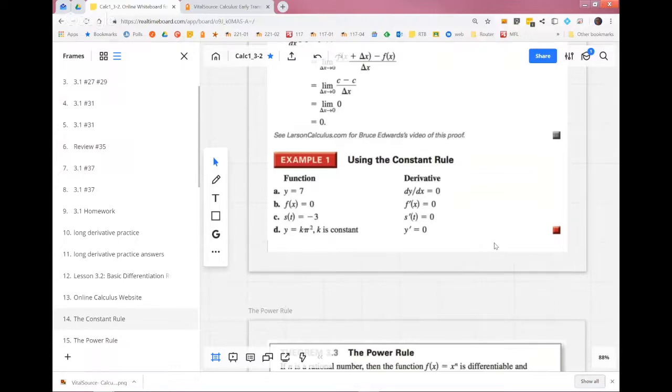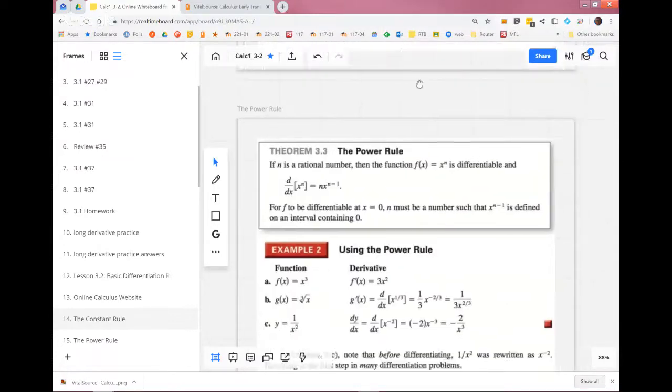And so look at D. y equals k pi squared. So k is a constant, as you can see. Pi is certainly a constant. A constant times a constant is a constant. And the derivative is, no big shock, 0. So that's wonderful. Anytime you have a 0 as a function, its derivative is going to be 0. If you have a constant as a function, the derivative is 0.